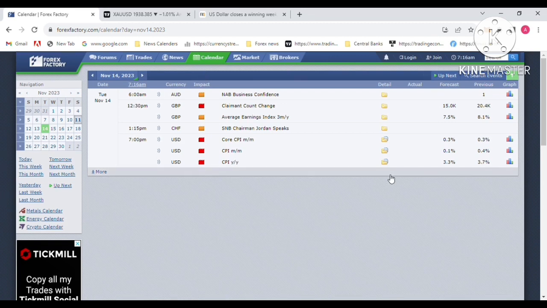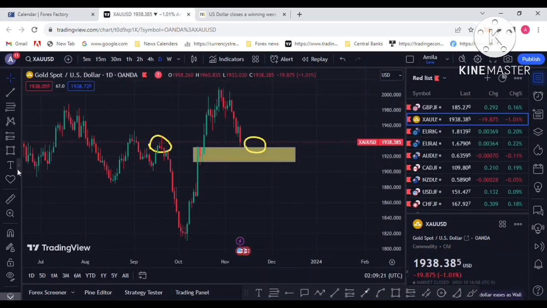Next week there is important economic data, the yearly CPI report from the Fed, the American central bank. The expectation is 3.3%, a drop in the inflation report from 3.7%. So the inflation report drops, and the Fed is expected to react to the economic data.